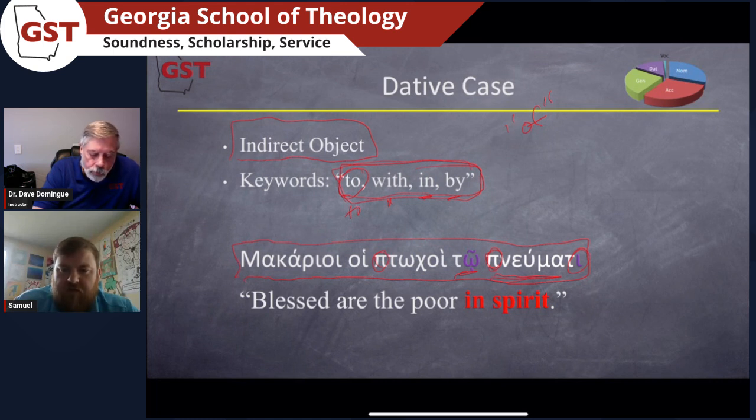And this is a diphthong, pneumati. It's one sound, so it's pneumati, right? And this is makarioi, four syllables: ma-ka-ri-oi.